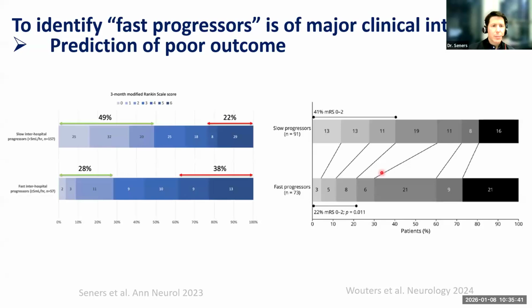But why is it important to be able to identify if the patient will or will not be a fast progressor? Because of course it's strongly correlated with poor 3-month functional outcome. It has been shown in several publications. I show here the two main ones in interhospital transfer patients. The patients with slow progression have overall good functional outcome, while the patients with fast progression have poor functional outcome.